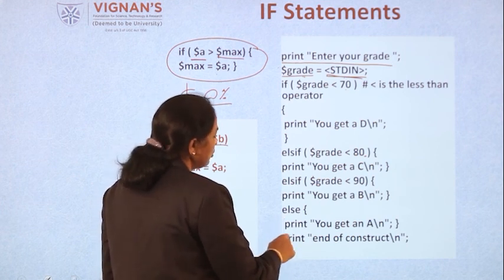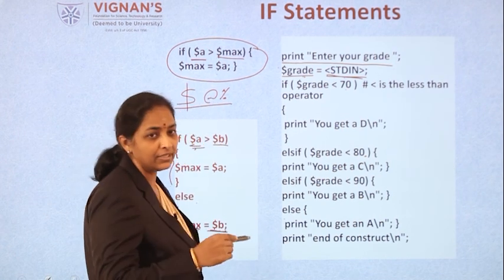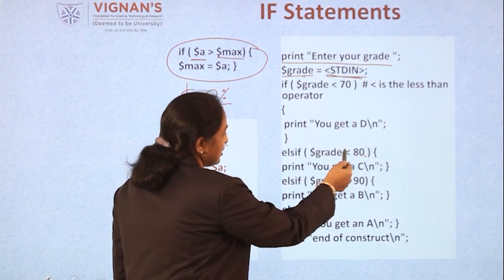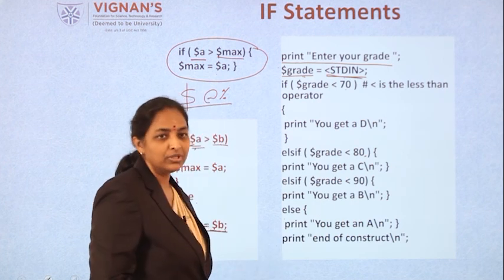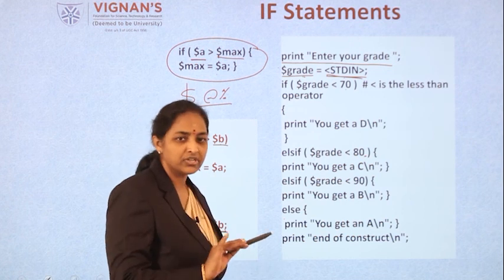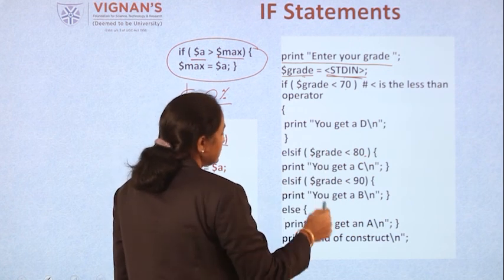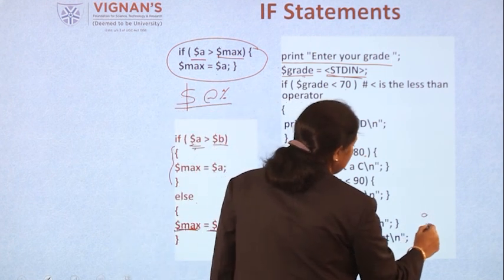This condition we need not check, since the slab is 70, 80, 90, 100. We have already checked the 70 condition, 80 condition, 90 condition. No need to check; only one default condition is there that you need not check. Simply you can conclude. That's why, suppose you entered 90. Suppose you entered your marks as 92.